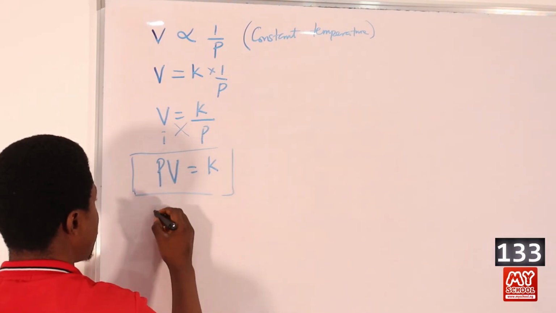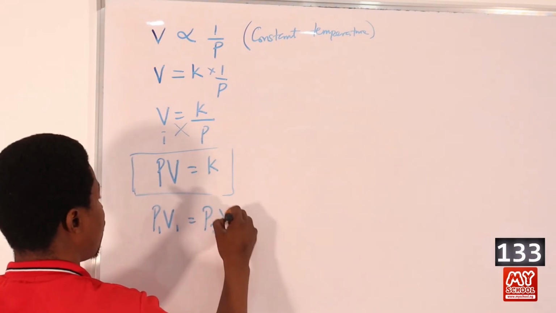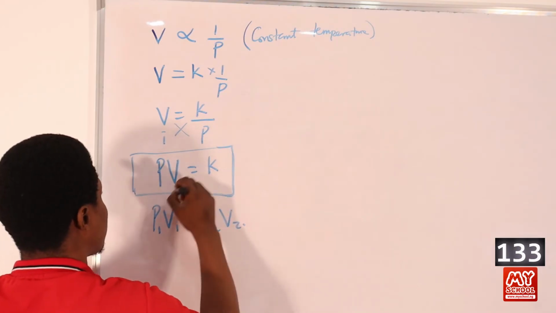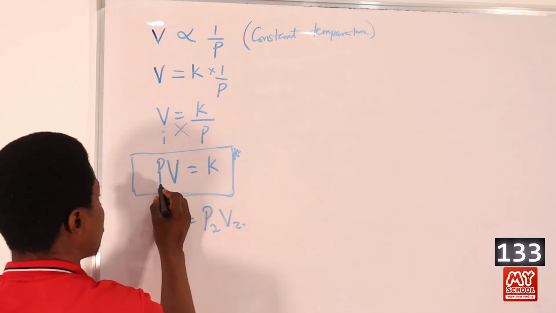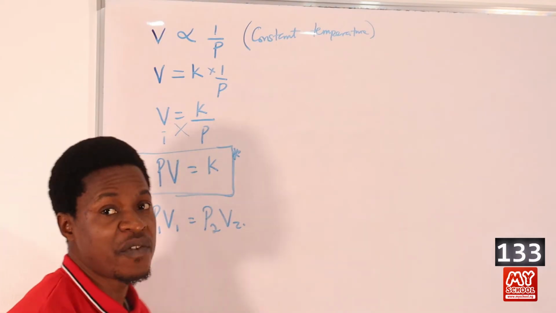And that's why we have the formula P1V1 equals P2V2. So this is what Boyle's law actually states, looking at the relationship between pressure and volume at a constant temperature. PV equals K.